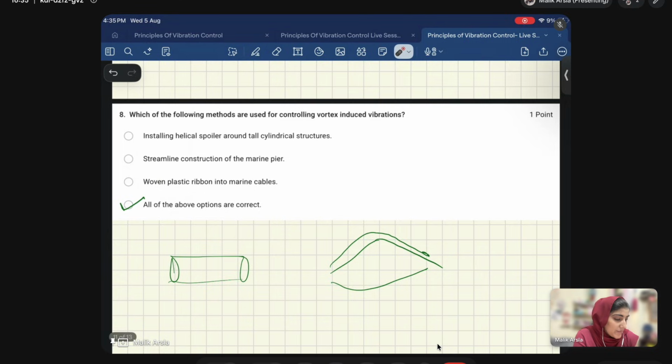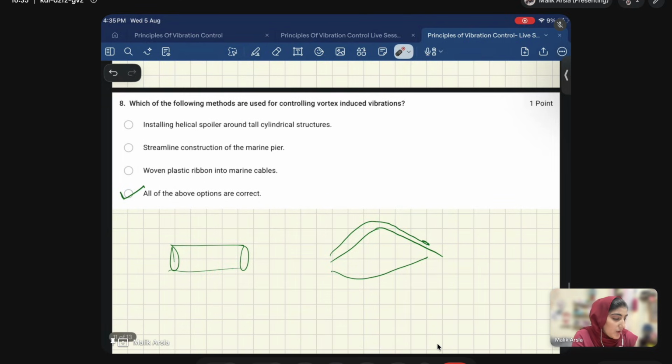Okay, so coming to the eighth question, which of the following methods are useful for controlling vortex induced vibrations? We have just discussed what the vortex induced vibrations are. So: installing helical spoiler around tall cylindrical structures, streamline construction of the marine pier, woven plastic ribbon into marine cables.